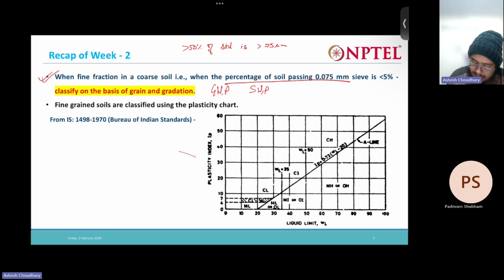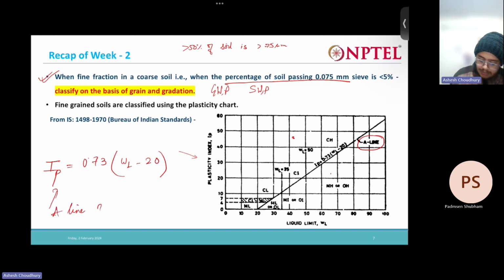If the soil particle falls above the line, it will be clay. If it falls below the line, it will be silt. Just have a look at this chart properly and see this line, the A line. There is an equation of the A line, where plasticity index is equal to 0.73 times (liquid limit minus 20). This is the equation of the A line.